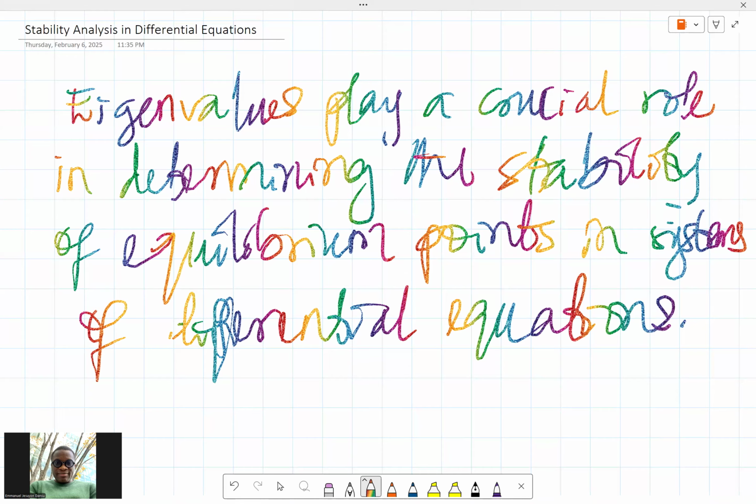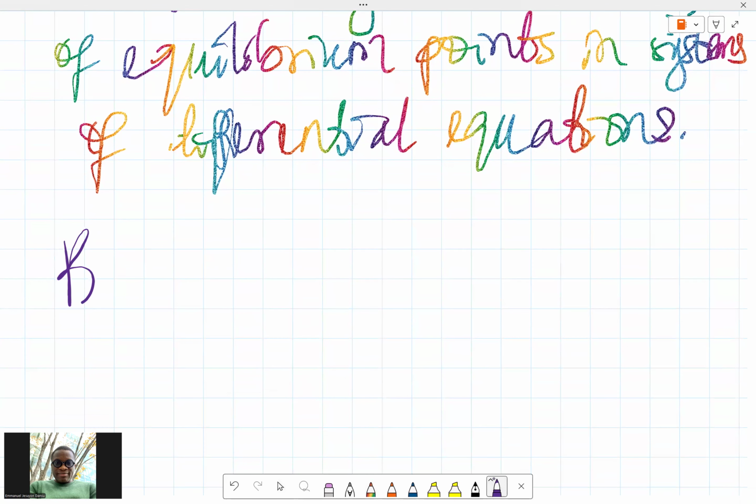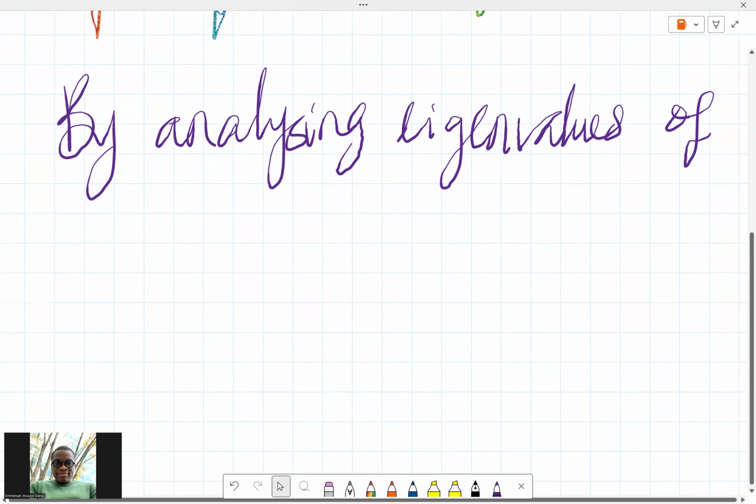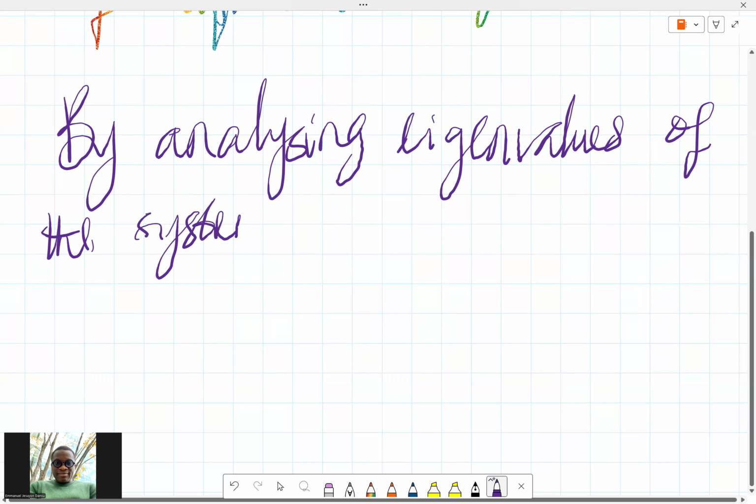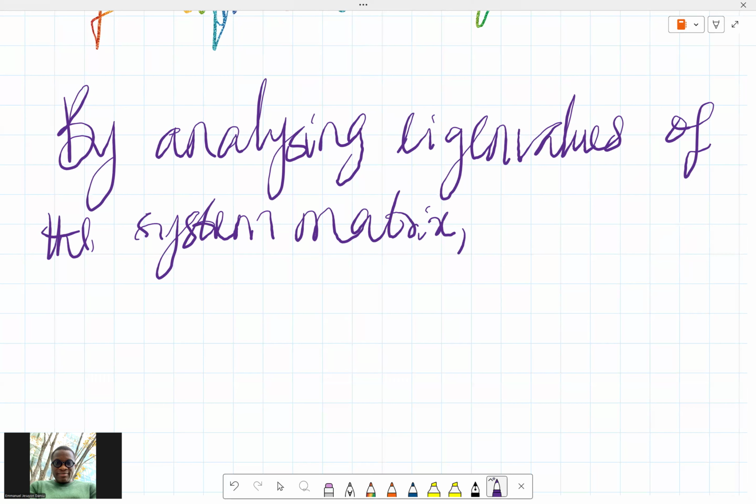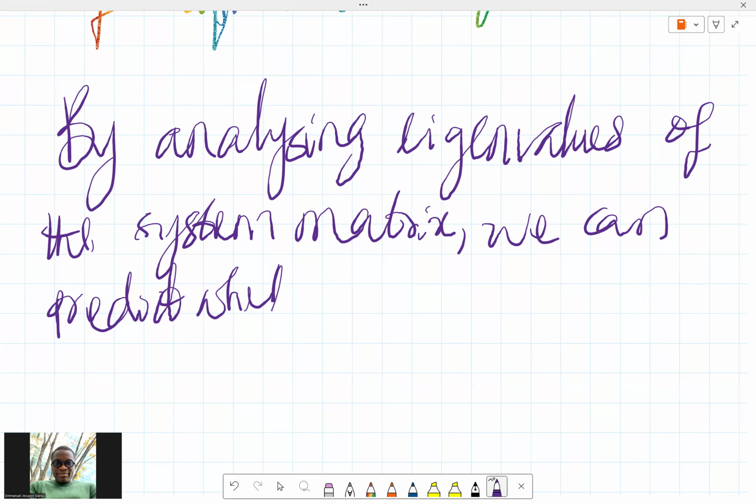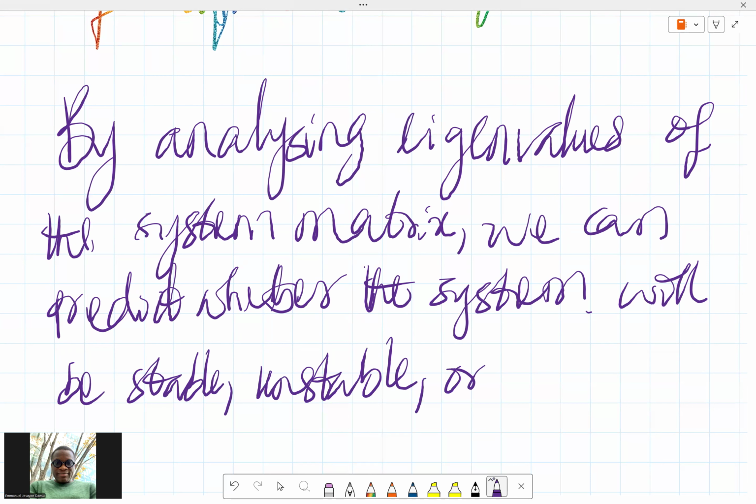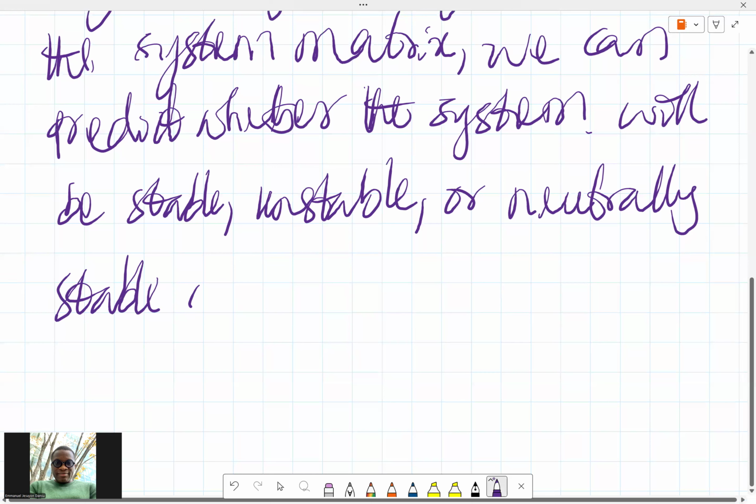Okay, so by analyzing the eigenvalues of the system matrix, we can predict whether the system will be stable, unstable, or neutrally stable over time.